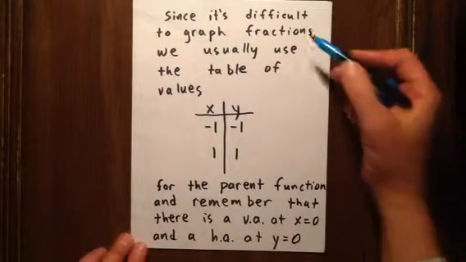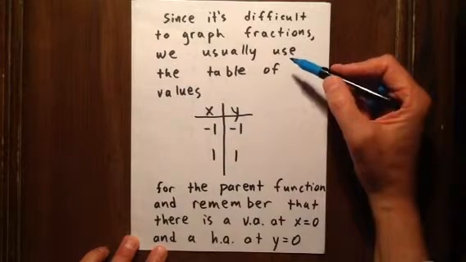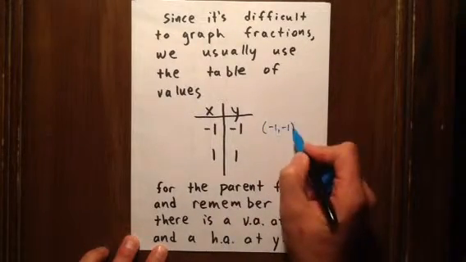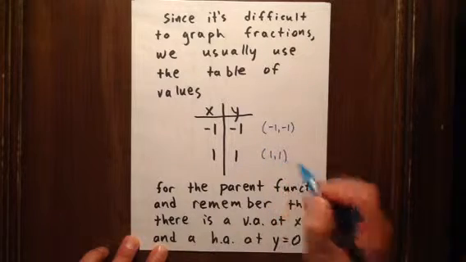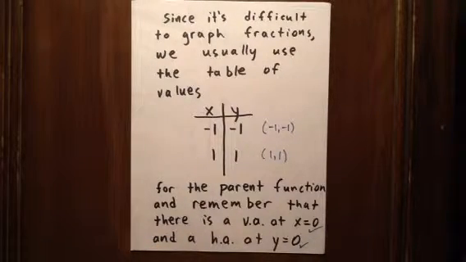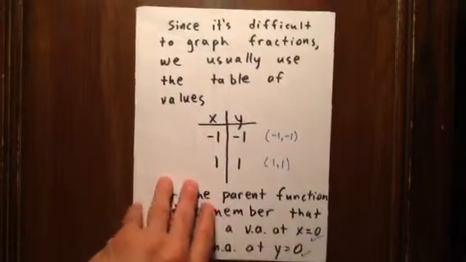Now, since it's difficult to graph fractions, we usually just use the following points for our table of values. We use the point -1, -1, and the point 1, 1. And then we make sure that we remember that we have a vertical asymptote at x equals 0 and a horizontal asymptote at y equals 0. And when we then come to graph more complicated versions of these functions after they undergo transformations, we'll see that this is enough to get us through.